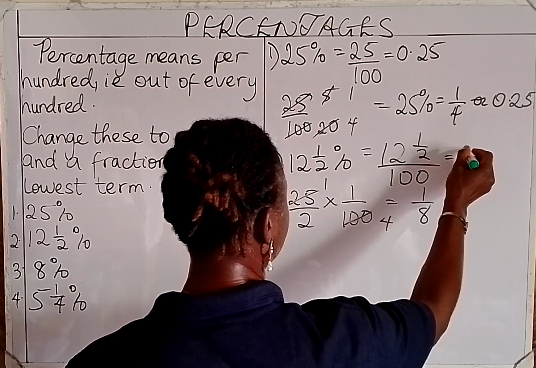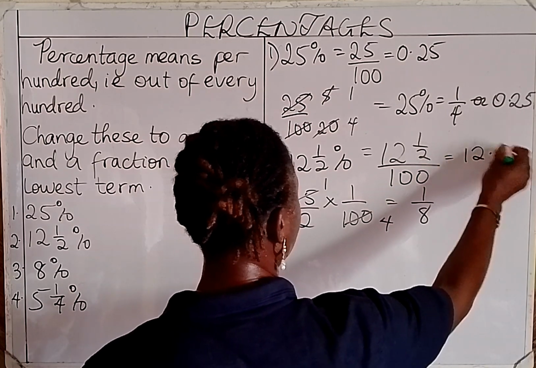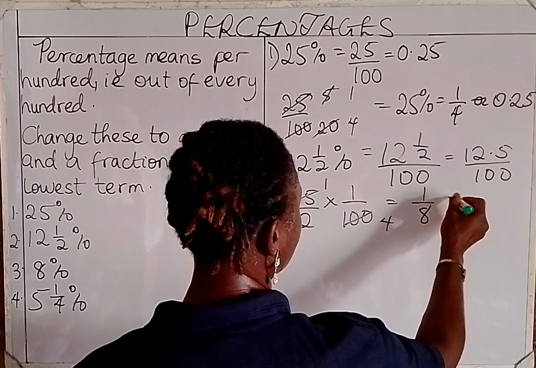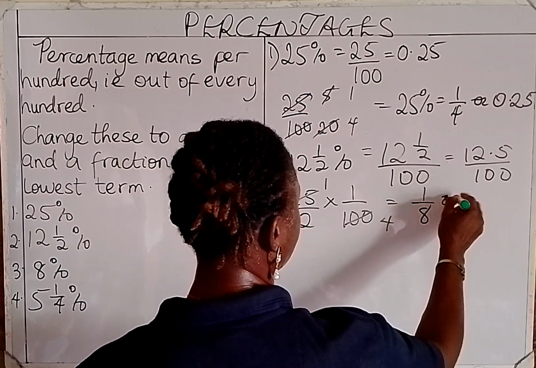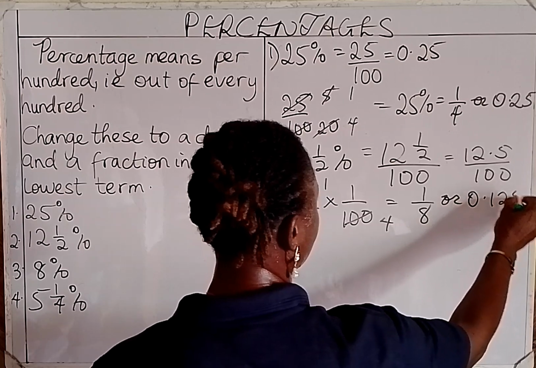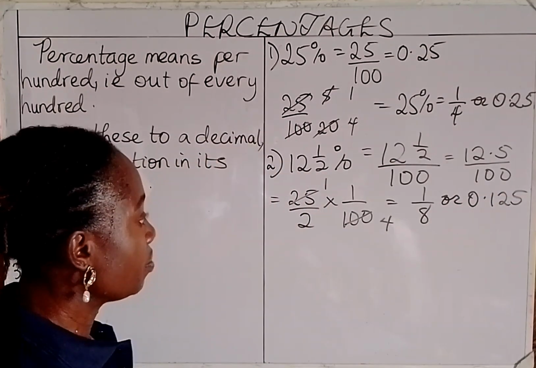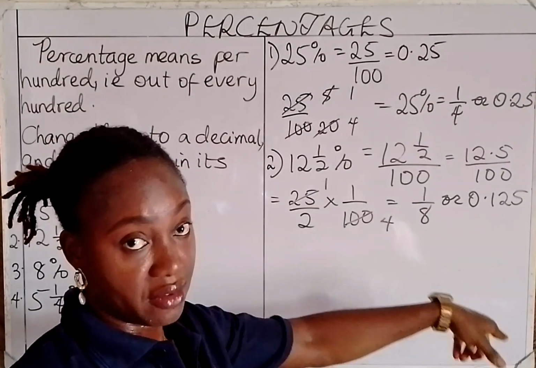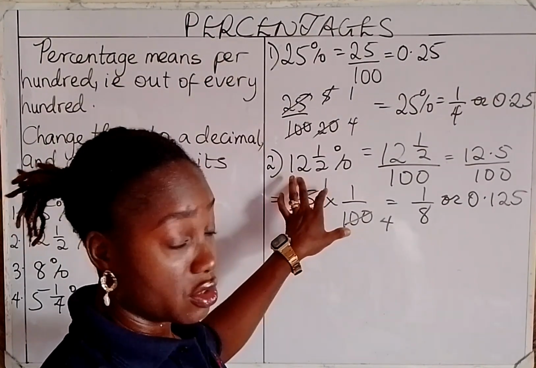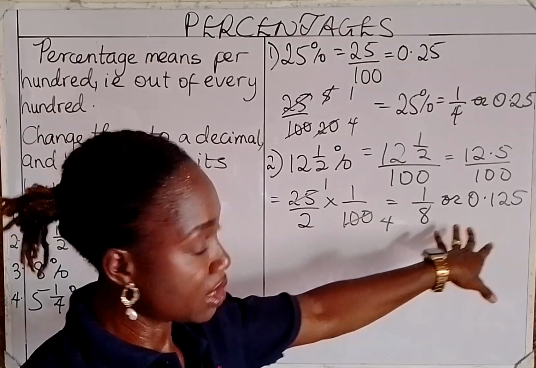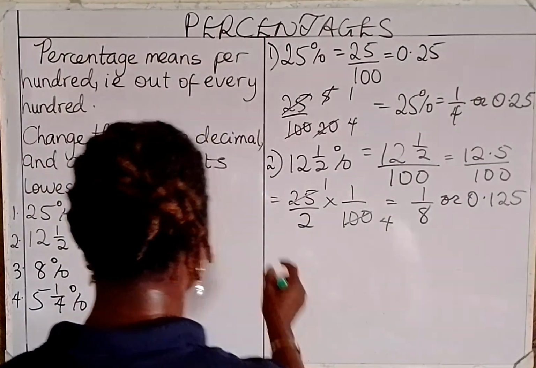Now the decimal of this is what? This can be said to be 12.5 over 100. Now from here we can say the decimal fraction of this can be what? 0.125. So it is either 1/8 or 0.125. We've successfully converted 12.5% to fraction and also decimal.